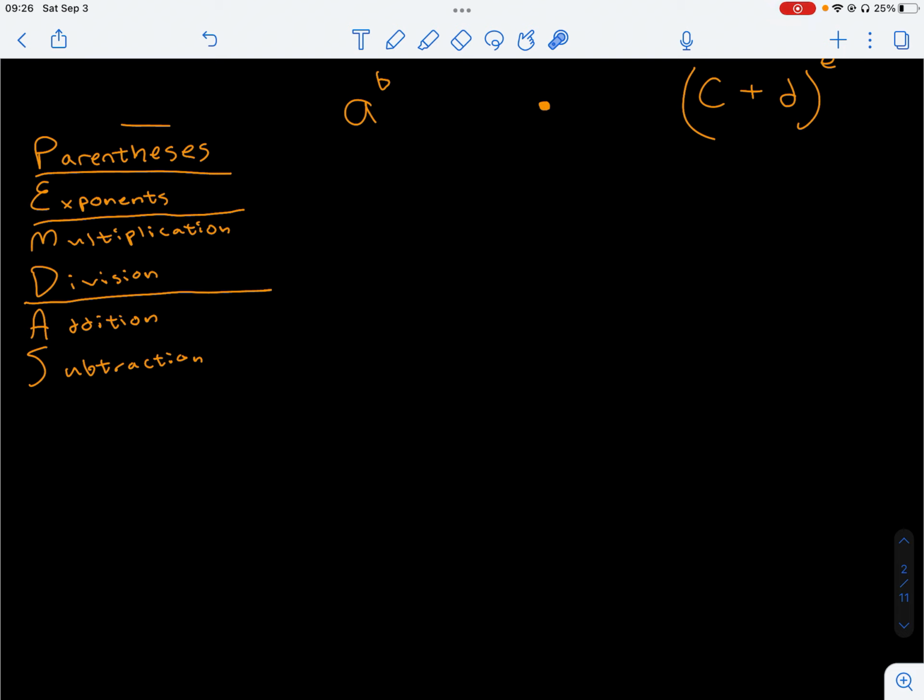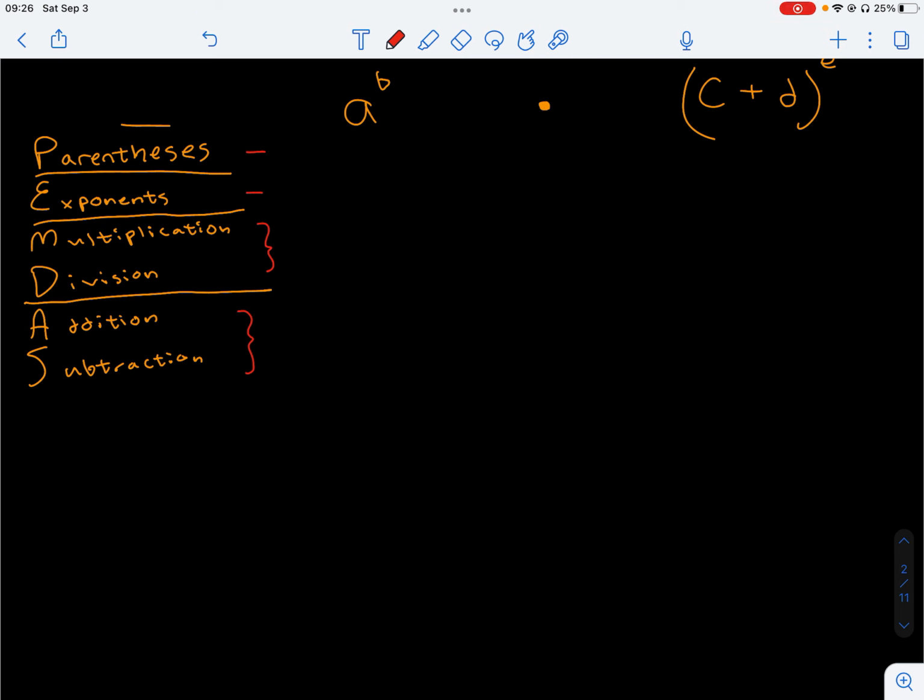Now, when I wrote this out ahead of time, just to save the video space of actually writing it out, I put in little lines here, these three lines, and those are serving as dividers between parentheses, exponents, multiplication and division, and addition and subtraction.